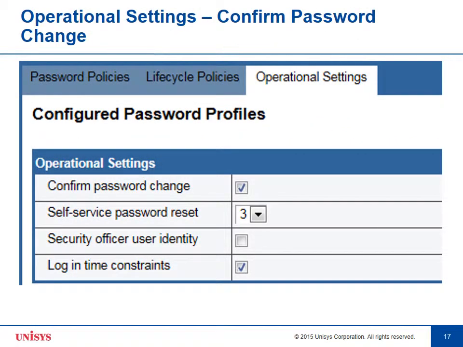Confirm password change is the first of 4 operational settings. Select this option to require that the user enter the new password a second time and ensure that the first and second password entries match. This option reduces the number of misspelled passwords.